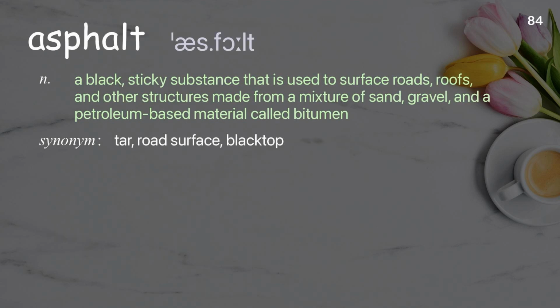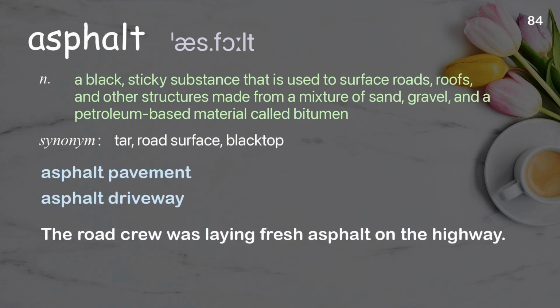Asphalt. A black, sticky substance that is used to surface roads, roofs, and other structures, made from a mixture of sand, gravel, and a petroleum-based material called bitumen. Examples: Asphalt pavement. Asphalt driveway. The road crew was laying fresh asphalt on the highway.